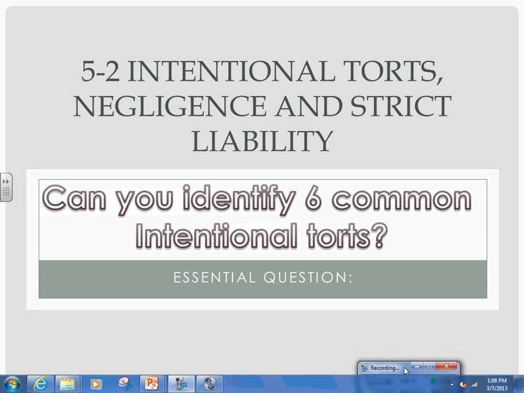All right. Chapter 5.2, intentional torts, negligence, and strict liability. The essential question for this section of the notes is, can you identify at least six intentional torts? And when I say identify, I want you to be able to identify and pull them apart and explain what they are and how they are classified.